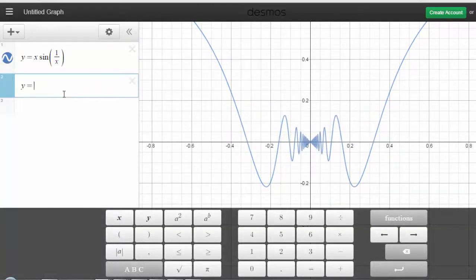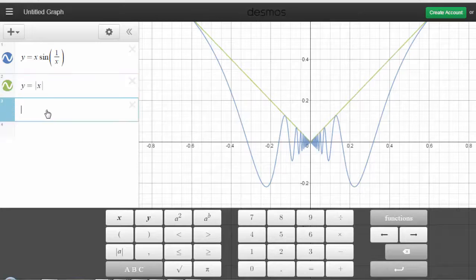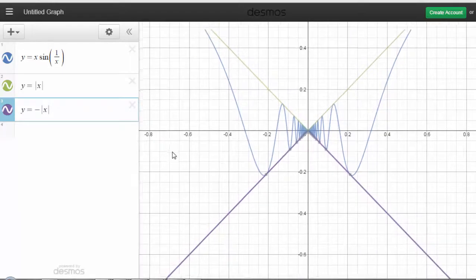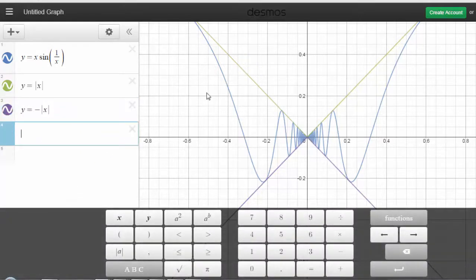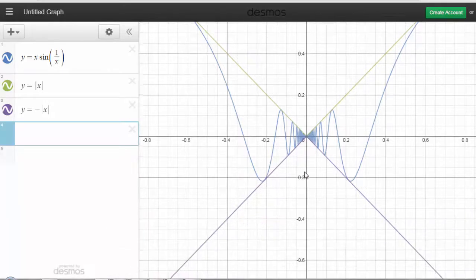We can find a function that bounds it from above. So this function is always smaller than absolute value x, and it is always larger than negative absolute value x. And the absolute value x's have a very obvious limit, and so using the sandwich theorem we can show that they are forcing this blue function in the middle to have a limit of 0 as x approaches 0.